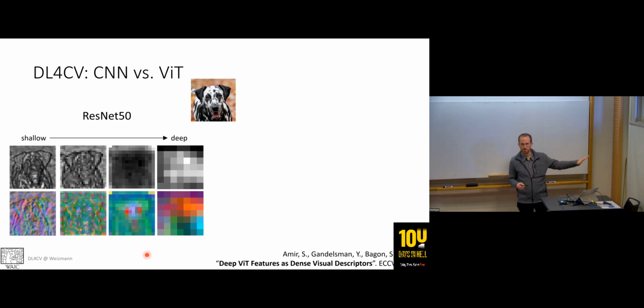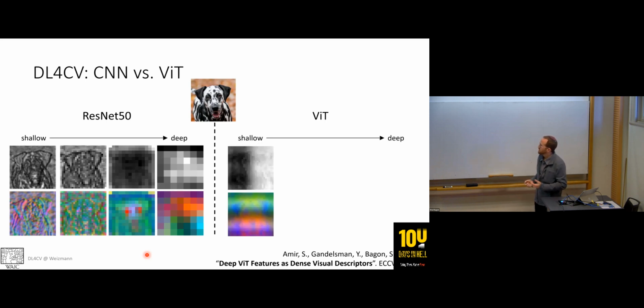Okay? Convolutional neural network. So this is a specific ResNet, but this kind of behavior can be found in other types of convolutional networks as well. What about the transformer that we just saw? As we go deeper, the resolution stays the same. But what do we see at the very shallow layer?